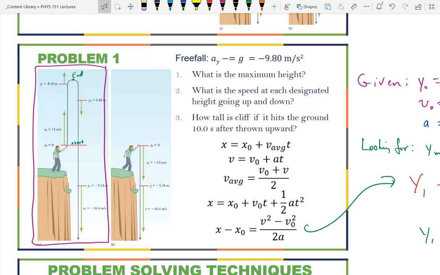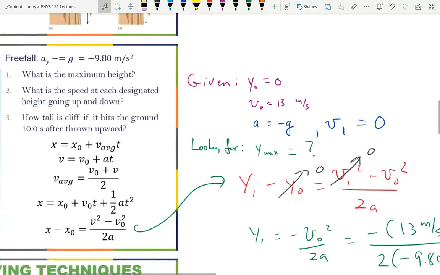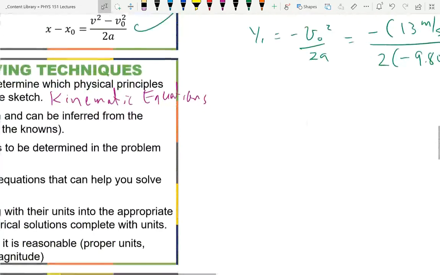Problem two: what is the speed at each designated height going up and down? So problem two, I'm looking for speed. I still have y initial is 0, v initial is 13 meters per second, a is minus g. And now I'm looking for the speed at different y's. Don't we just use the same equation and solve for v? That's right. We use the same equation because we once again don't have time and we're not looking for time.